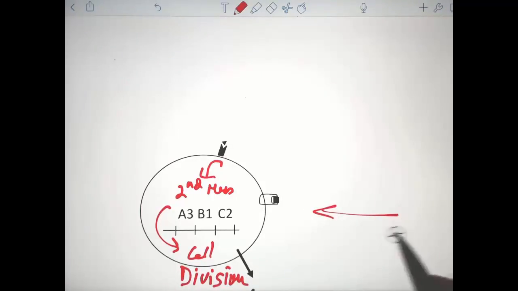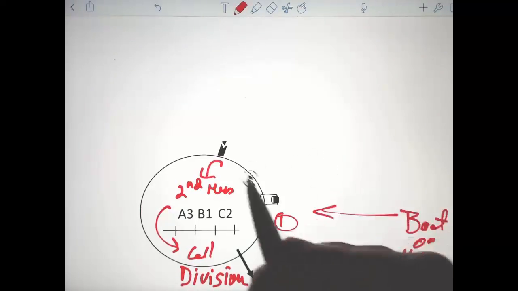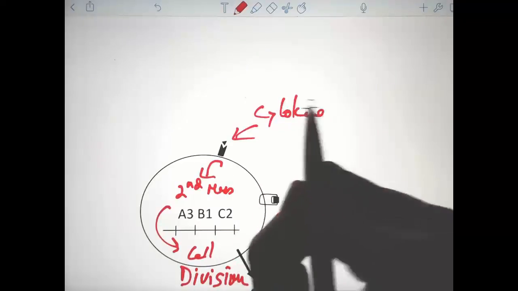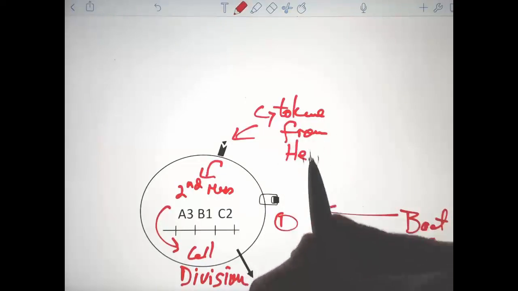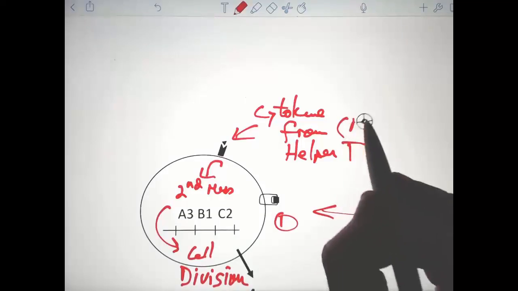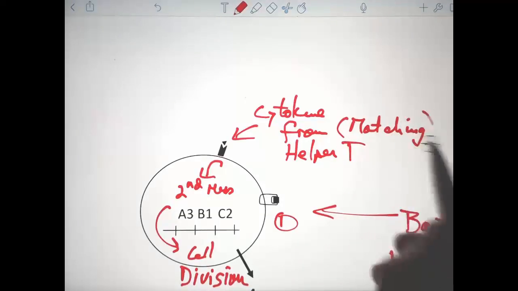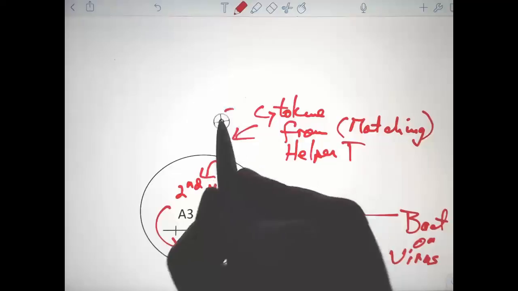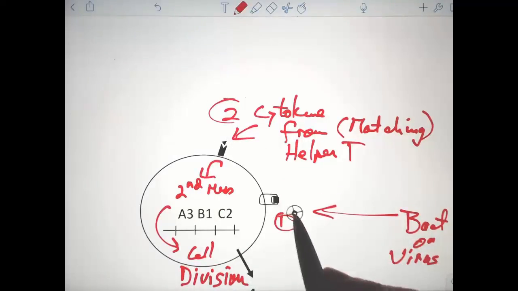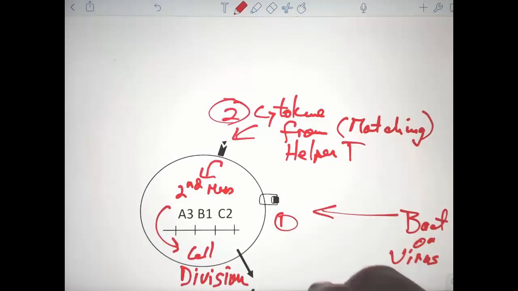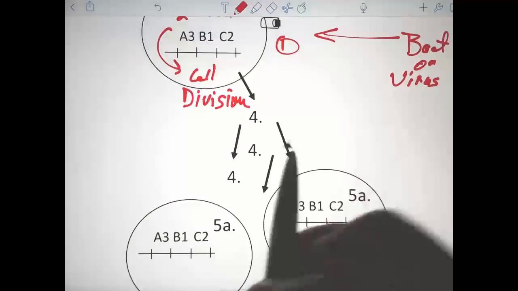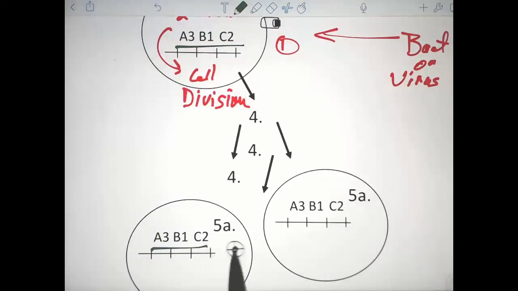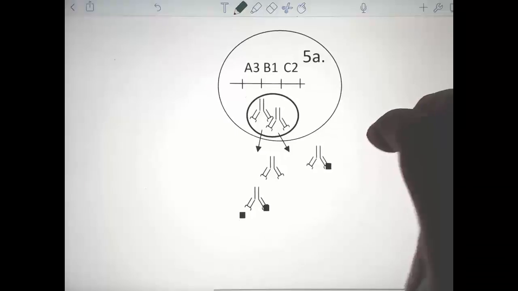We had the molecule from the bacterium or virus, and two, a cytokine from a helper T, and again that's a matching helper T that can also bind. So we've got one, bacterium or virus binding, and two, the cytokine. That leads to cell division. Again, notice we have exactly the same A3B1C2, A3B1C2, A3B1C2, and those now start producing antibody.